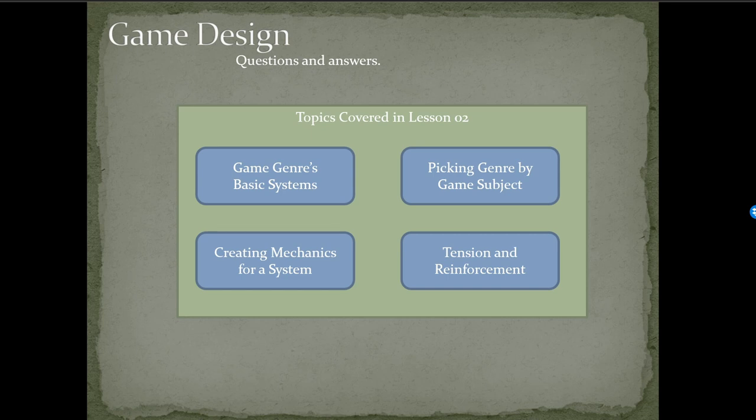But basically there are some core systems that are going to be part of any of a particular genre that you can't avoid. For example, a shooter has to have combat. If you come up with a shooter that doesn't have combat, I'm very curious to play that. You want to pick your genre by the game subject, so whatever your topic is going to help you determine what genre you should start with.